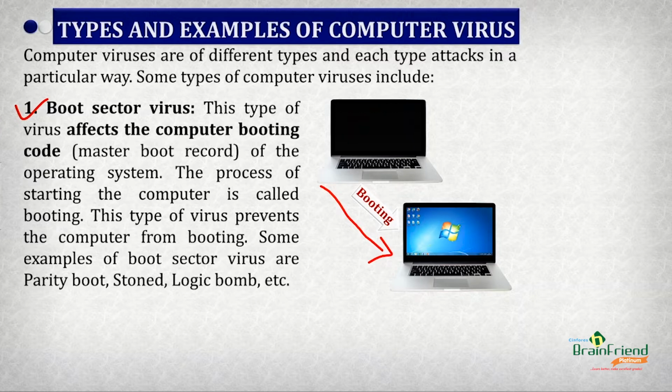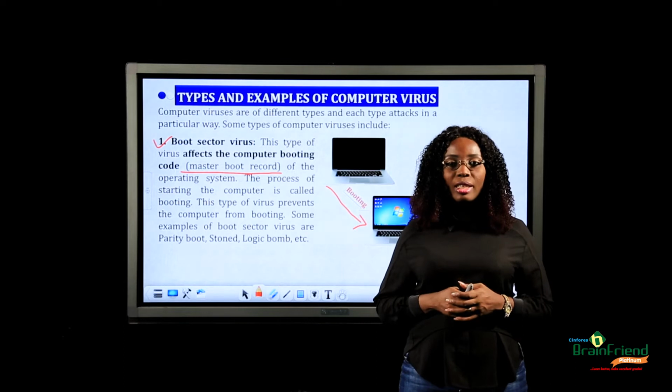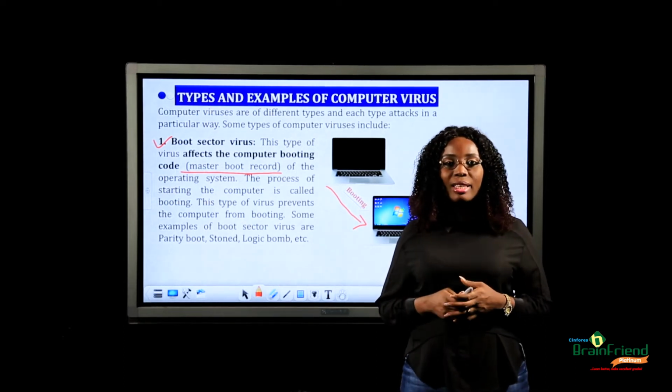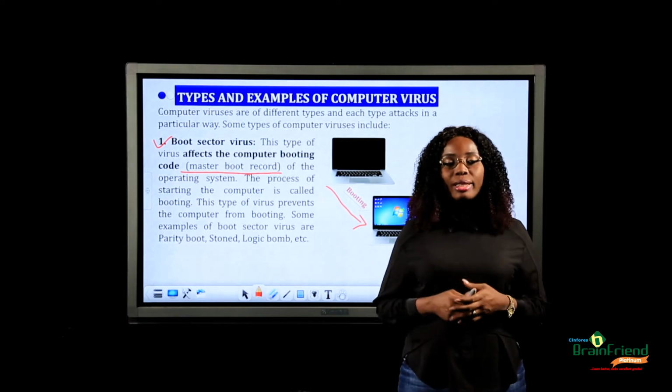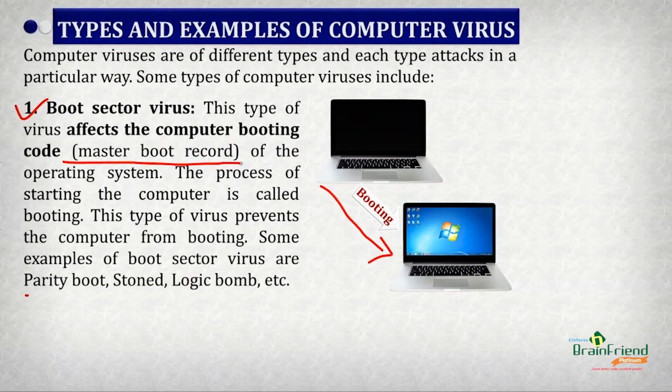Now, what the boot sector virus does is to affect the master boot record of the operating system. This type of virus can prevent the computer from booting, and in most cases, to remove it, the computer needs to be formatted and the operating system reloaded. Some examples of boot sector virus are Parity boot virus, stoned virus, and logic bomb virus. Let's look at the next type of virus.